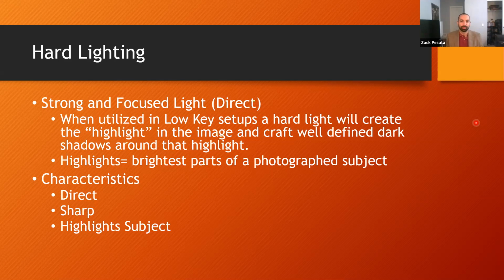Again, highlights are the brightest part of a photograph subject. So again, hard lighting is also synonymous with using a key light. It just creates that very sharp, focused, direct, bright light, which draws the highlight in the image. Characteristics of hard lighting, again: it's dark, it's direct, it's sharp, and it highlights the subject, usually out of shadows.